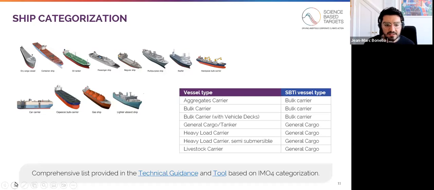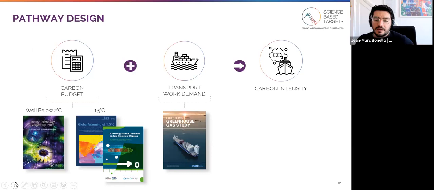If we go to the next slide, please, starting to go into how we built the 1.5 degree and well below 2 degree pathways. So like many of these climate alignment initiatives, fundamentally, it's quite a simple process, I guess, to create these carbon intensity pathways. You start off with a carbon budget, which is defined through several different options. Then define the transport work demand projection over the period of time that you're looking at, which in this case we get from the fourth greenhouse gas study. If you divide one by the other, you basically get the carbon intensity that the industry is allowed over the period up to 2050. If we go to the next slide, please.